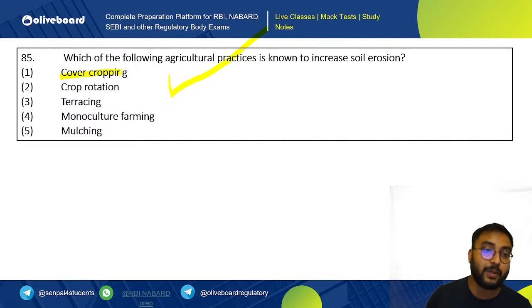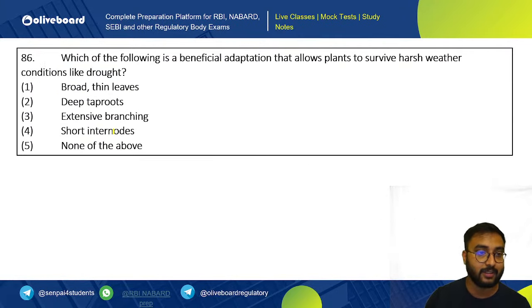Which of the following agricultural practices increase soil erosion? Cover cropping prevents soil erosion. Crop rotation improves the nutrients in soil. Terracing prevents soil erosion because of water runoff. Monoculture is responsible for increased soil erosion. Mulching prevents soil erosion. So 4 is our answer.